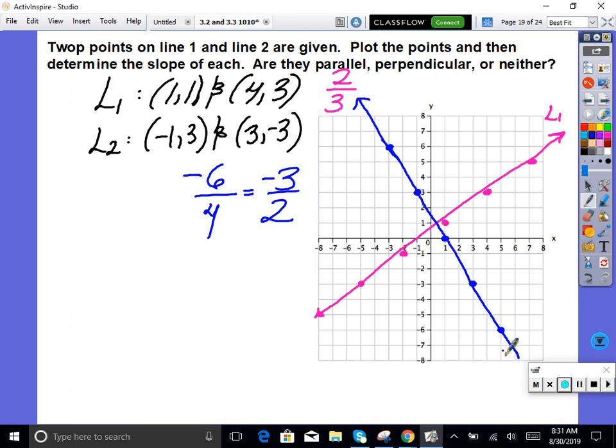Okay, look at the slopes. I've written them down. Aren't they opposite reciprocal? So they're perpendicular. Okay, very good.